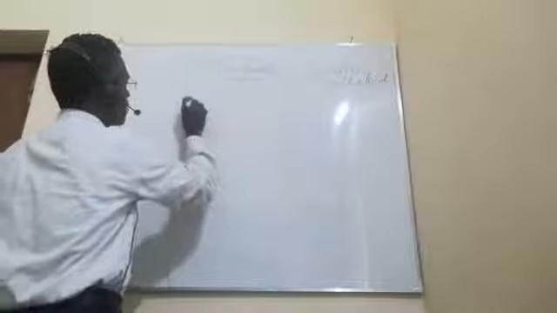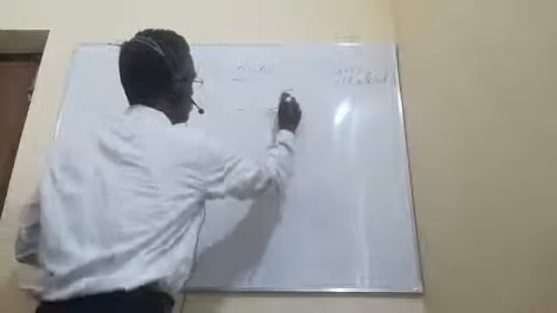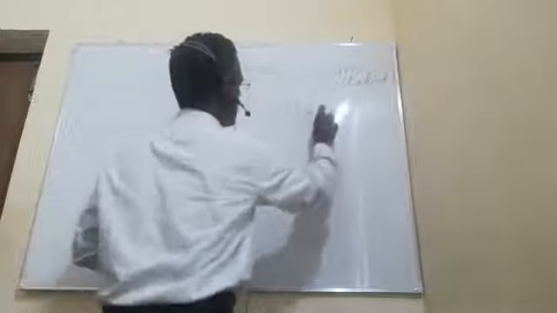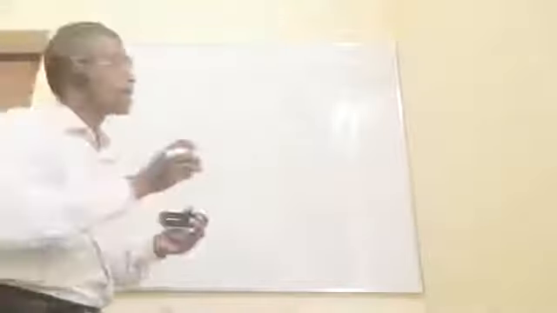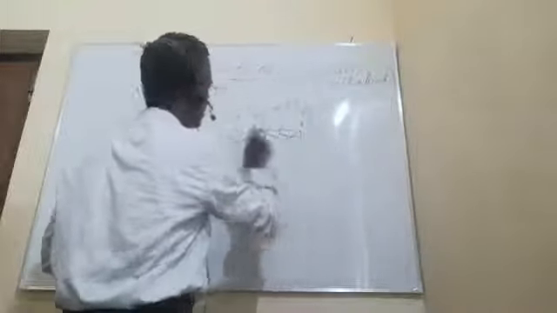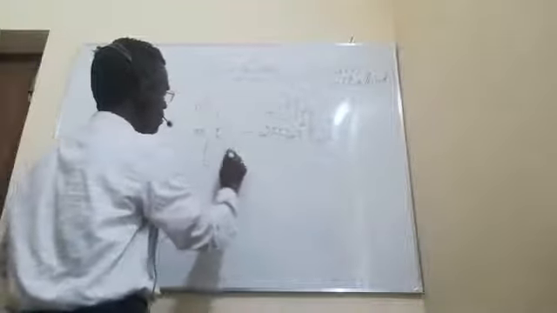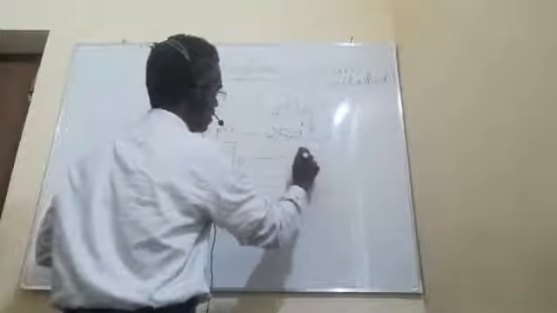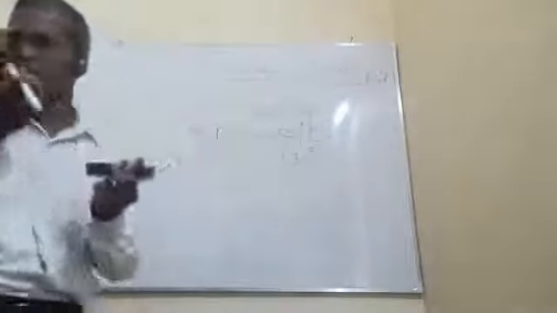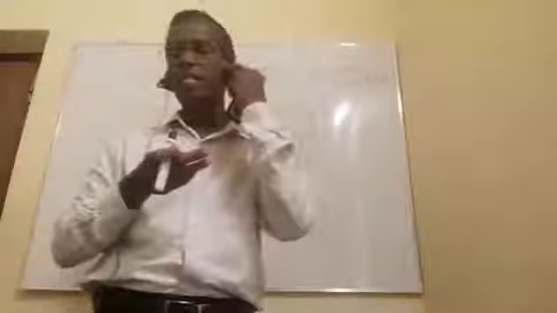Now its molecular formula is C17H19NO3. Its melting point is around 254 degrees Celsius, and its specific rotation is minus 131 degrees. This is the chief alkaloid, as I told you, of the opium. This was isolated in the year 1806.